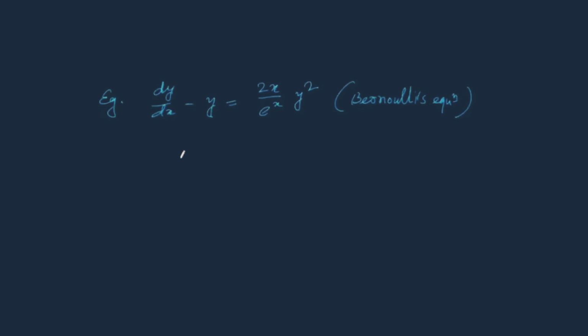And for that, first multiply by y to the power negative 2. So y^(-2) dy/dx - y^(-1) = x/e^x, and name it equation 1.